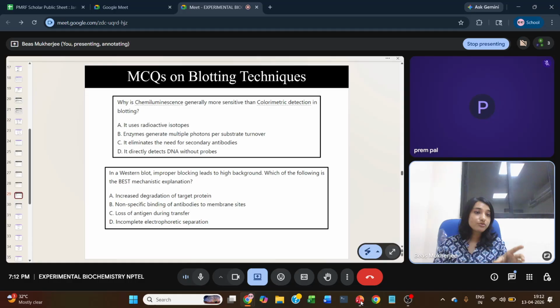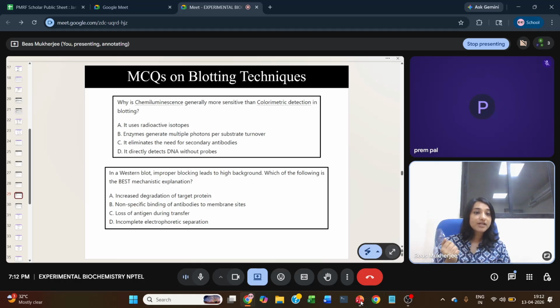Loss of antigen during transfer? No. Why? Because the antigen is immobilized on the membrane. It is not going anywhere. Incomplete electrophoretic separation, this is not valid. Why? Because electrophoretic separation has already happened during SDS-PAGE. So after that, it is not going to change, right?